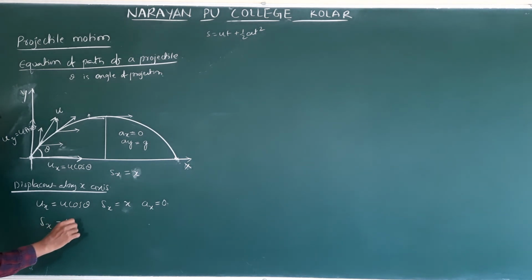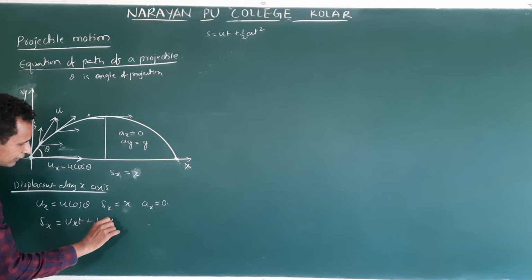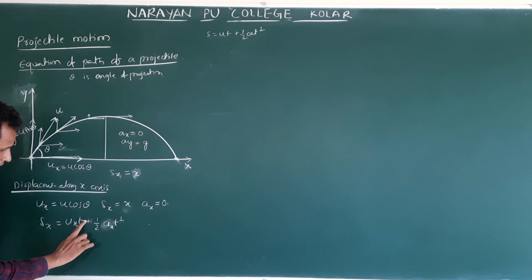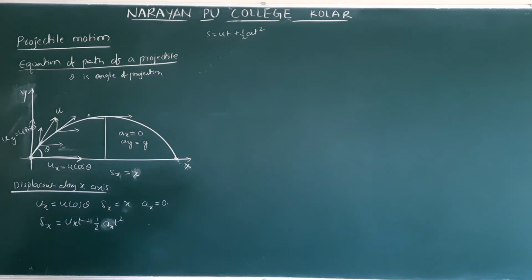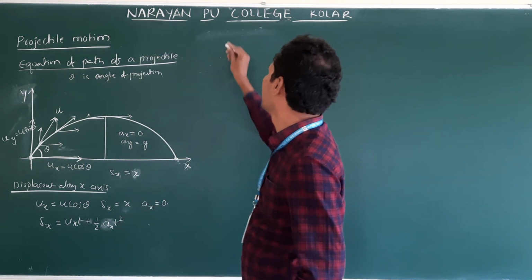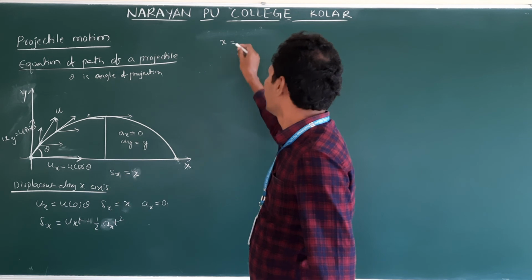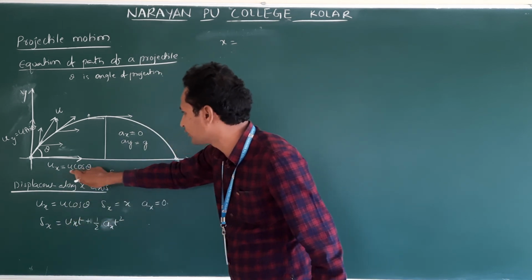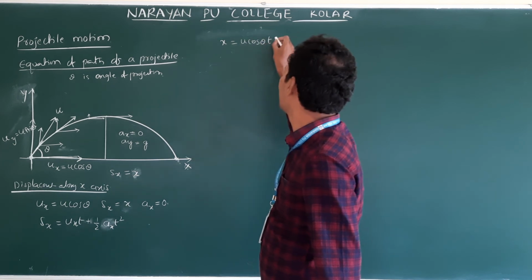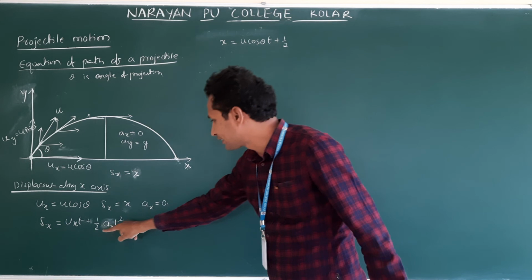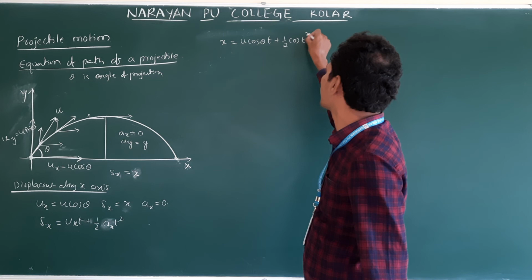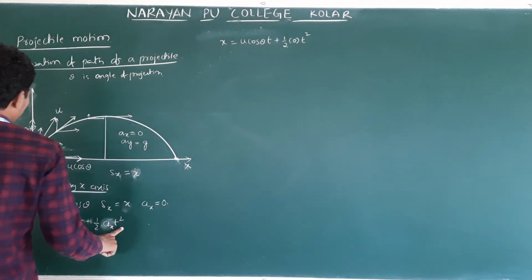Sx is equal to uxt plus half ax t square. Clear? Now I am substituting the values. Sx value is what? X. X is equal to, what is ux? Initial velocity along the x direction, u cos theta, into t, plus half, what is ax? 0, into t square. So t is time.